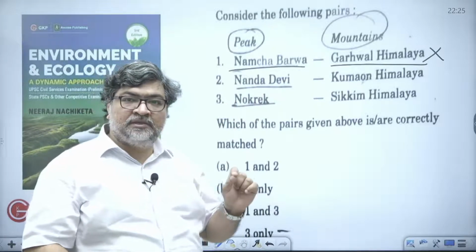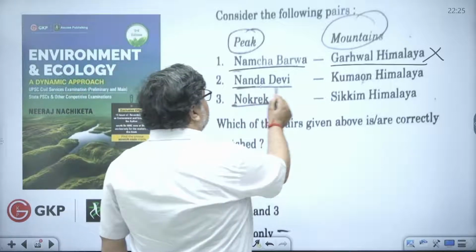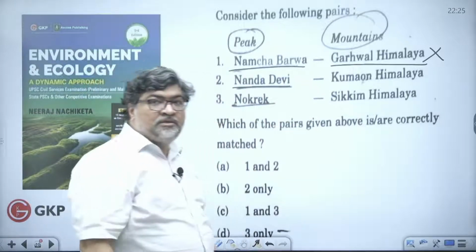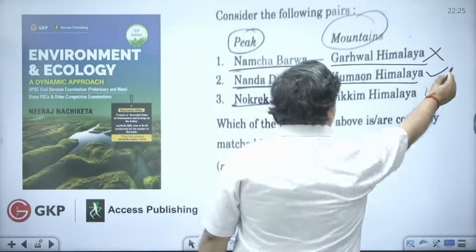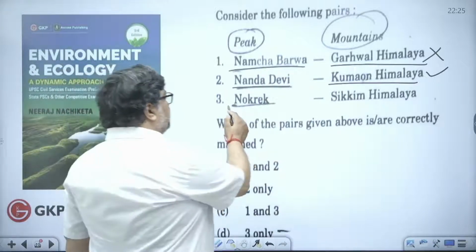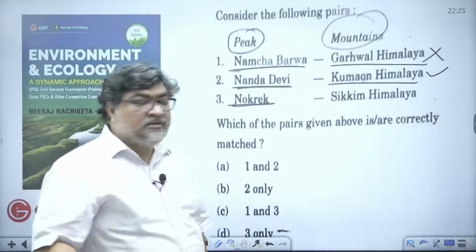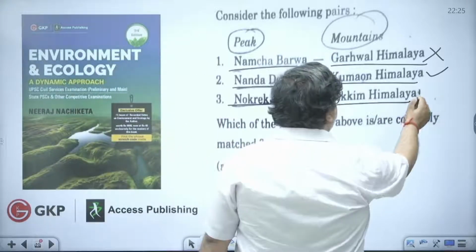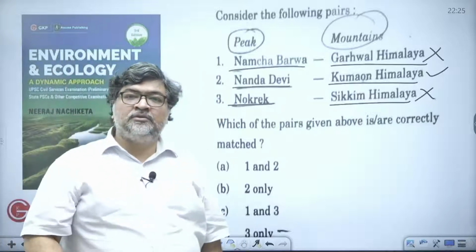Namcha Barwa is a peak in Arunachal Pradesh, right? Then Nanda Devi, that is in part of Pithoragarh, Chamoli and Bageshwar in Uttarakhand. Kumaon Himalaya is correct. Kumaon, Garhwal, they come into that. Nokrek, which is the highest peak of Garo Hills in Meghalaya. Sikkim Himalaya, that is wrong. It is a part of Meghalaya, Meghalaya Plateau, Garo Hills.